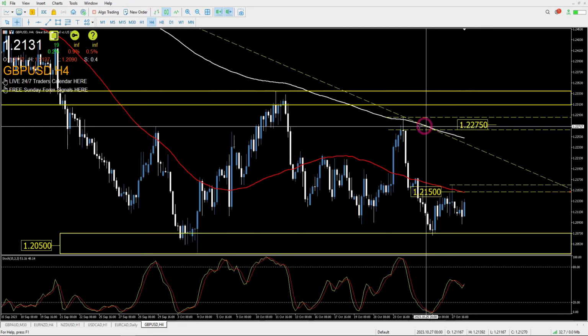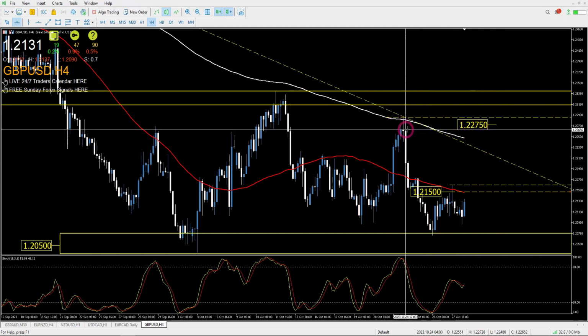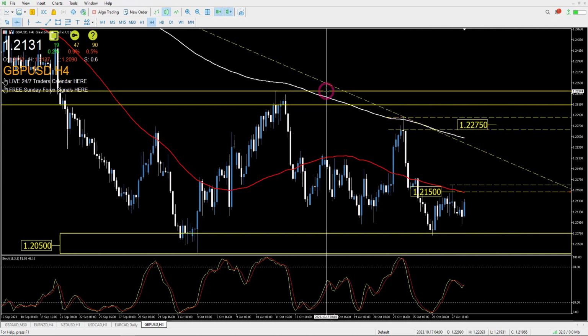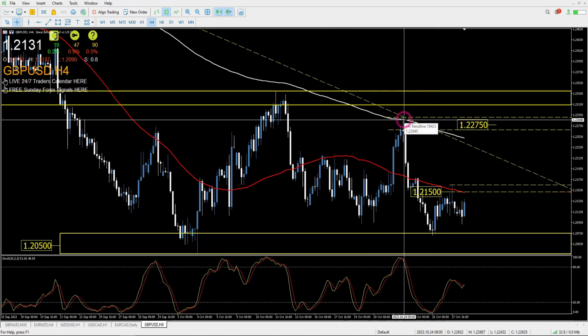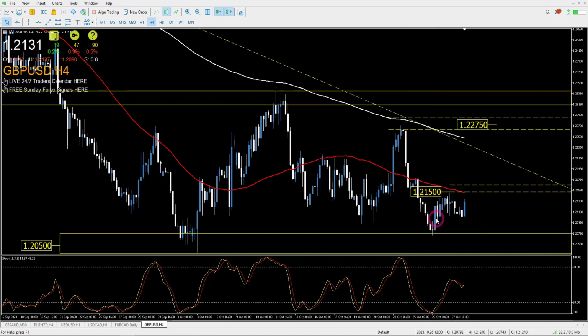If we go into the 4-hour time frame, I've marked out a couple of zones of interest. So we've got the 1.2275 where we obviously found clear resistance as well with the 200 4-hour moving average there. We moved quite significantly from that point, about a 200 pip move to the downside. And I've also marked out this level.